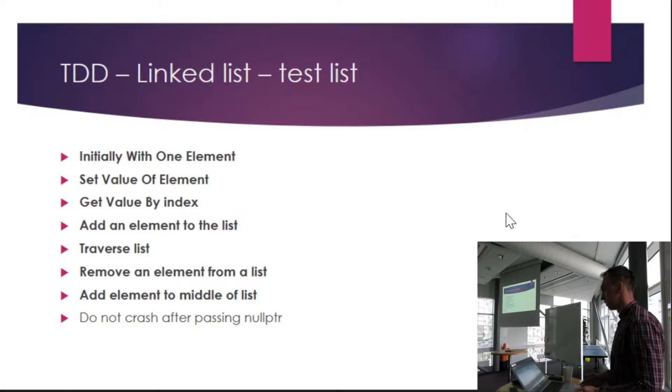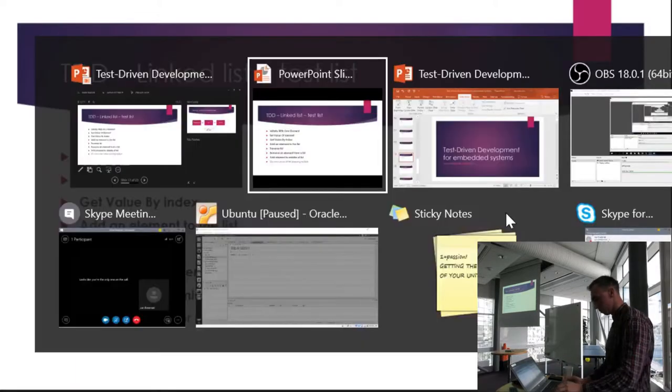After it, I want to set its value. I want to get the value by index of this list. I want to add an element to the list. I want to traverse this list, remove an element from the list, and add an element to the middle of the list. I also could improve this test list with don't crash after passing, for example, a null pointer, or make my list not allow the user to get the value of an index which is out of bounds. But I trust my users, and we don't have enough time to fix all of the security. So this is our test list for this project.